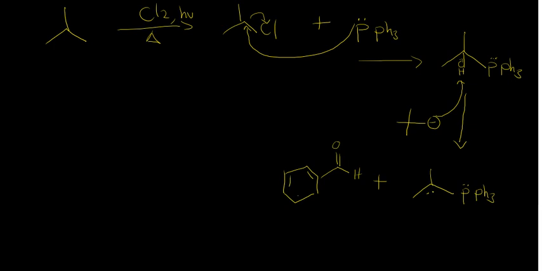So now what is going to happen, this lone pair of electrons will come and attack from here, opening the bond. Then the oxygen will come to bond with the phosphorus. Let me show this step first.